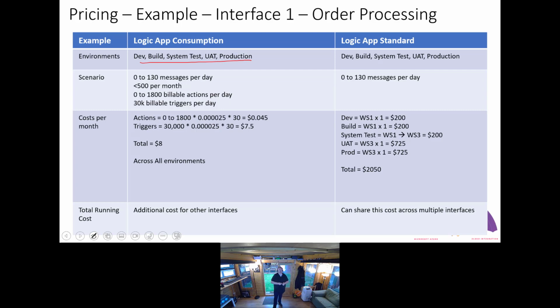So if we think about how that adds up, let's for argument's sake say we have 1800 actions per day. The cost for an action is 0.0000025 times 30, and that gives us a total cost for a month of less than $1. And for the triggers, it would be $7.50. So if we think about that across all environments, we're talking about $8 per environment.